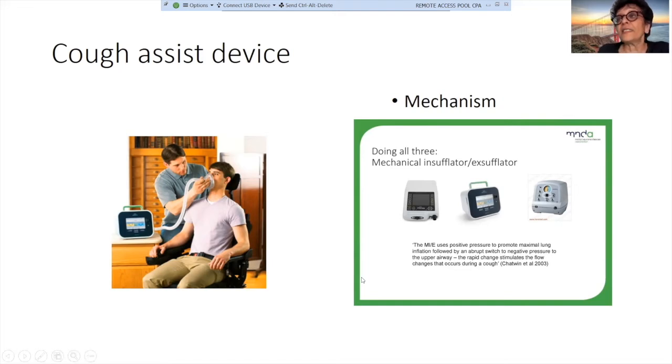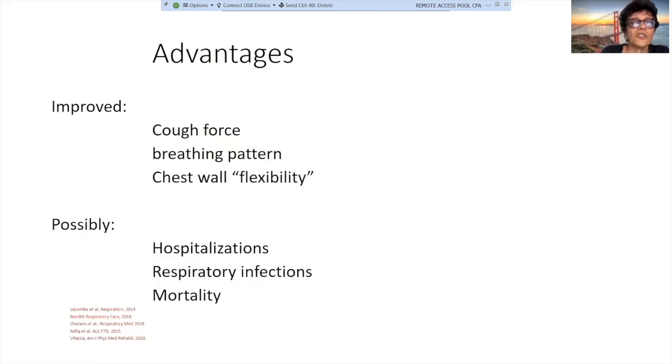So if the cough is impaired because of weakness of these respiratory muscles, one would need to use a cough assist device. The advantages of the cough assist device are that it improves the cough force, the forces that are needed to generate an effective cough. It also stabilizes the breathing pattern, and because it's inflating and deflating the lungs, it can also promote chest wall flexibility. And because it's getting rid of these secretions, it can prevent hospitalizations due to infections. Studies have also shown that it can improve long-term survival.